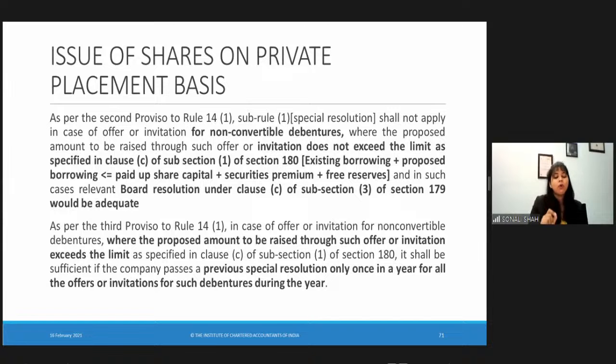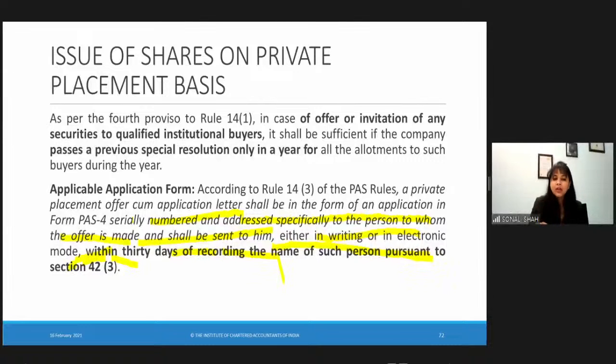In that case, board resolution is enough. Second situation, where the company is raising money through non-convertible debenture and it exceeds the limit of section 181C, in that case, passing a special resolution only once in a year for all the offer or invitation of debenture during the year is enough. Situation 3 is where the offer is being made to the institutional buyers. So where the offer is being made to the institutional buyers, passing special resolution only once a year is enough, right? Are we good till here?